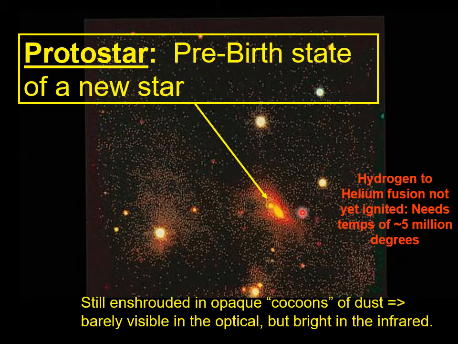And the reason it's not shining yet is because it hasn't contracted quite enough to get hot enough. It needs a temperature of roughly 5 million degrees inside the core of this protostar to ignite nuclear fusion. So until that happens, this thing is just sort of glowing in the infrared. It's giving off heat, and that's why this is an infrared image to actually see this protostar.